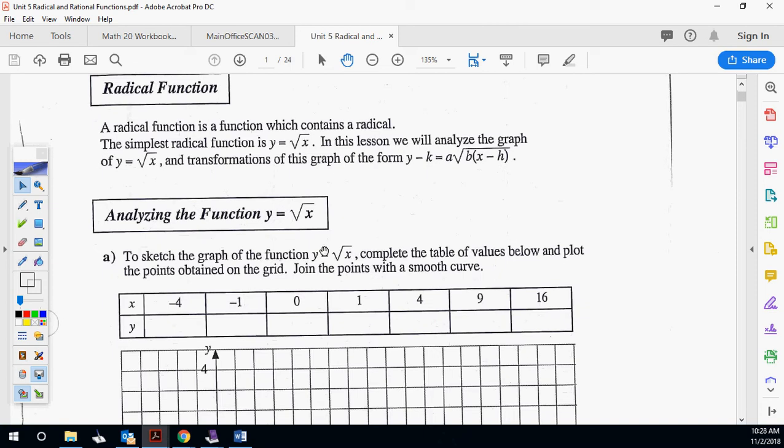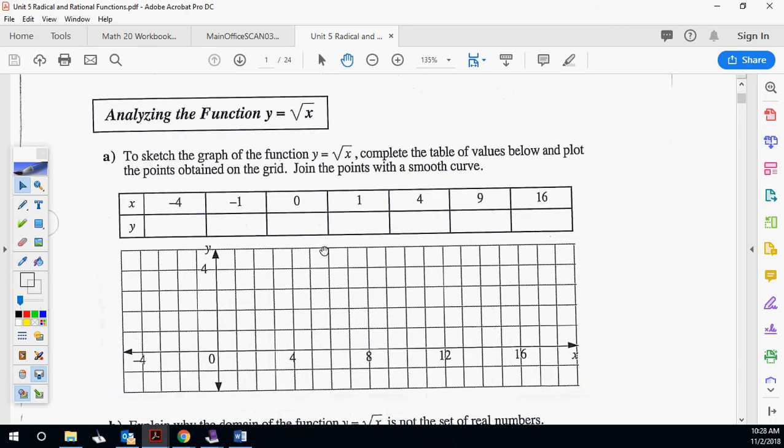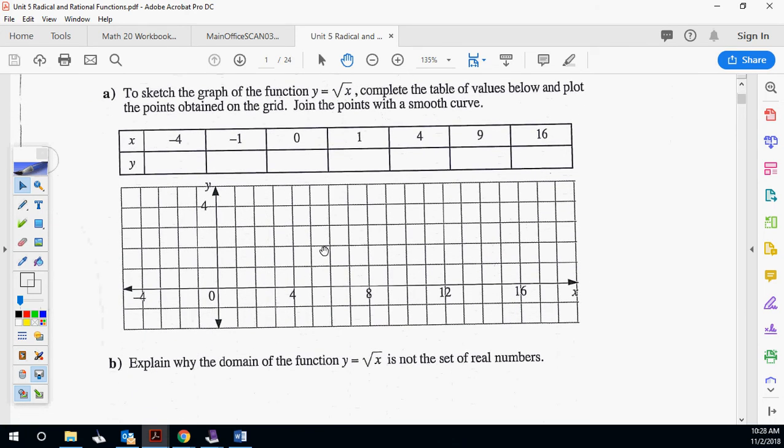So, radical function. A radical function is a function which contains a radical. The simplest radical function is y equals root x. We'll talk about how this changes. What changes the inside? What changes the outside? What does the k do? Turn them up and down. So, we're just going to talk about the movements of a radical function now. Okay? Any questions thus far? All right? Okay, let's go ahead and sketch this one.